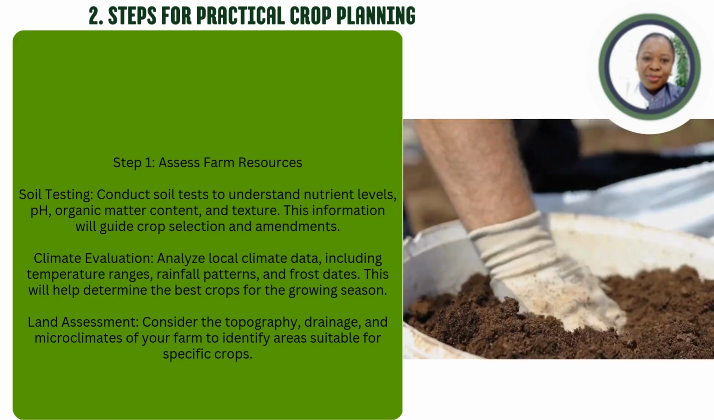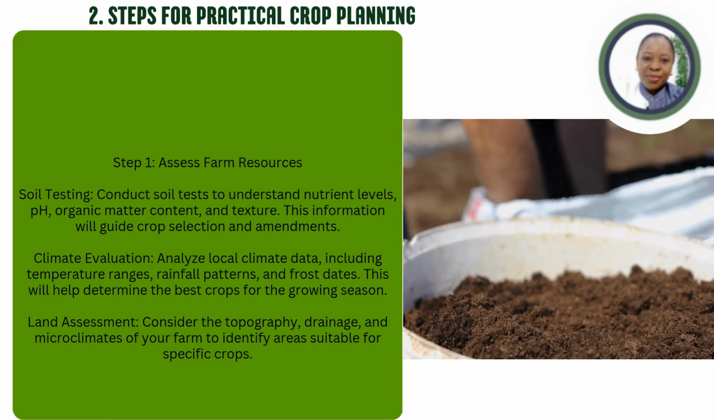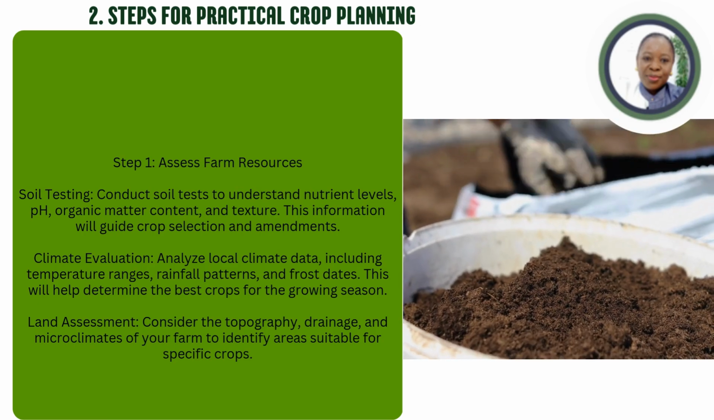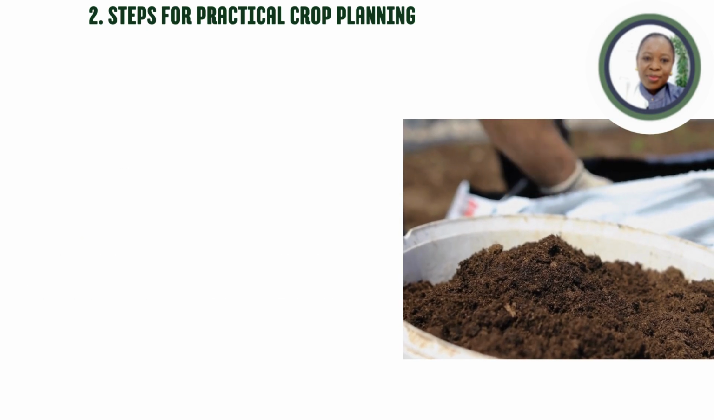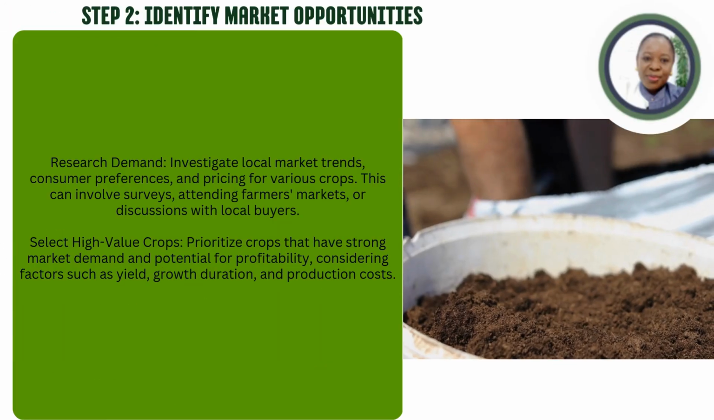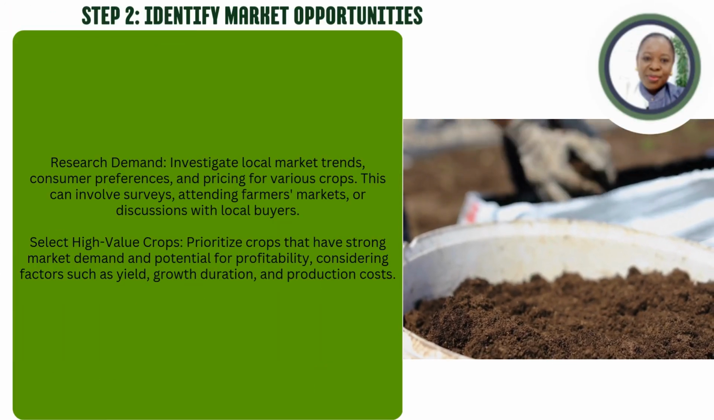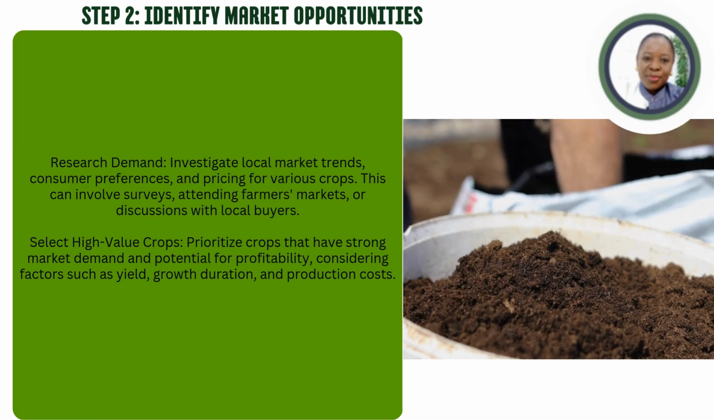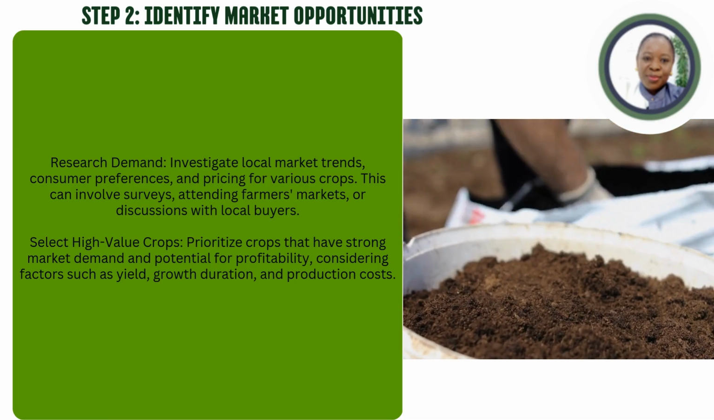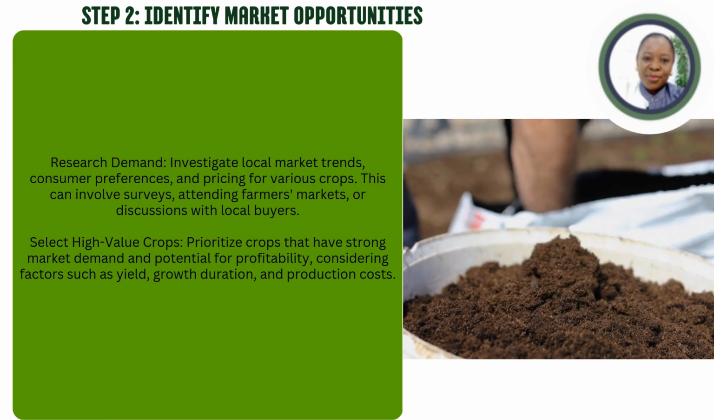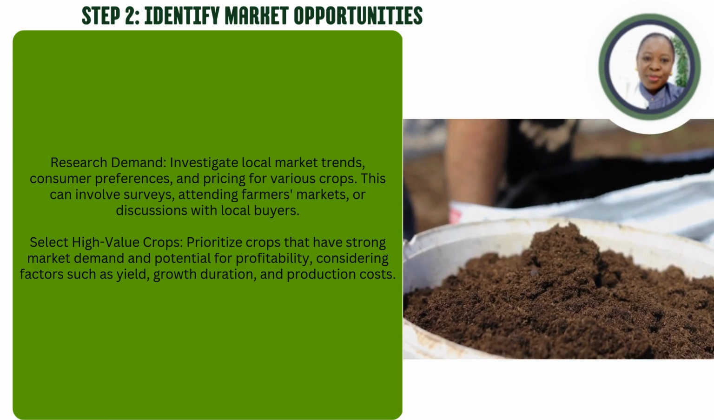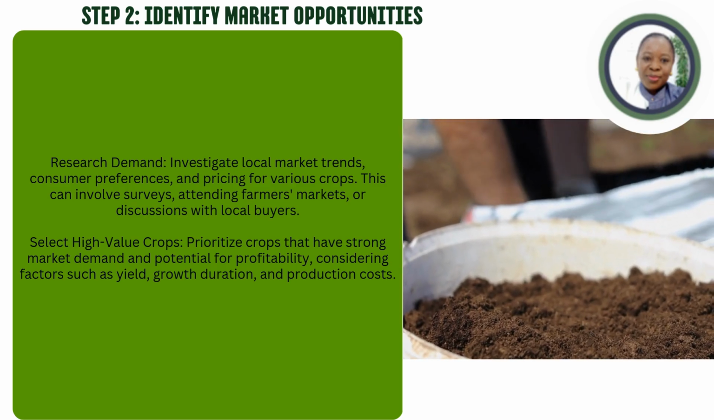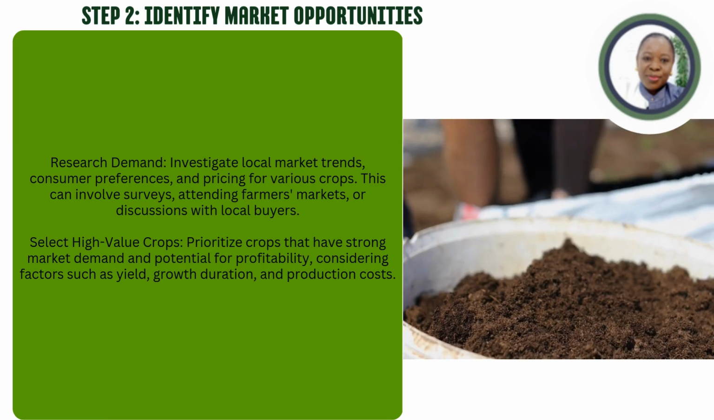Farmers will be able to consider the topography, drainage, and microclimates of their farms to identify areas suitable for specific crops. Identify market opportunities. Research demand. Farmers need to investigate local market trends, consumer preferences, and pricing for various crops. These can involve surveys, attending farmers markets, or discussing with local buyers and peer-to-peer farms.